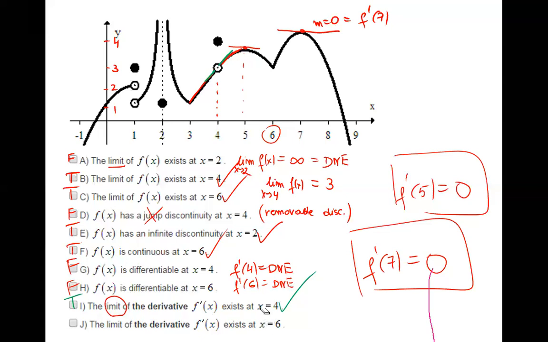Now we have to draw a tangent line on the left and the right-hand side at 6, and we have to check if they have the same slope. No, of course, and we can see, that's the tangent line somewhere on the right-hand side, and that's the tangent line on the left-hand side. Totally opposite, positive slope, negative slope. That means this one is false.